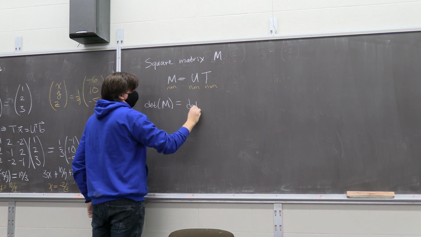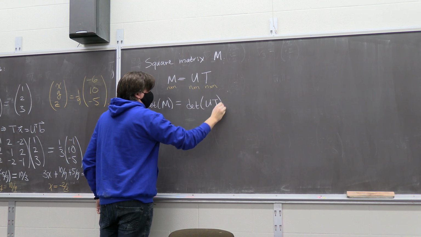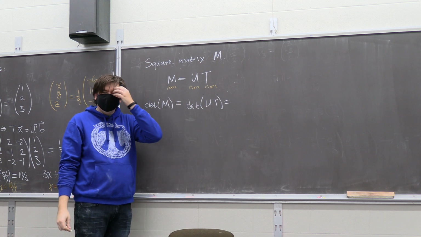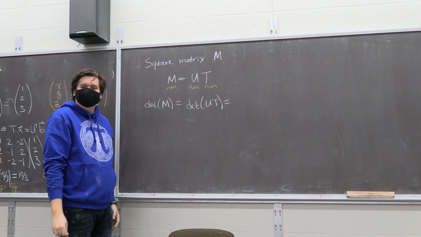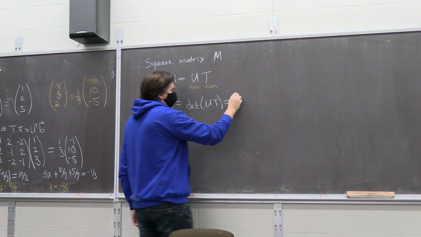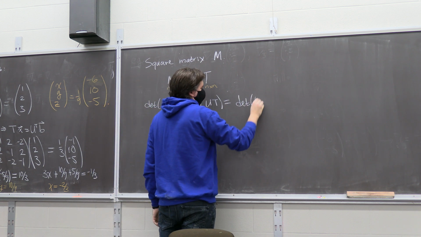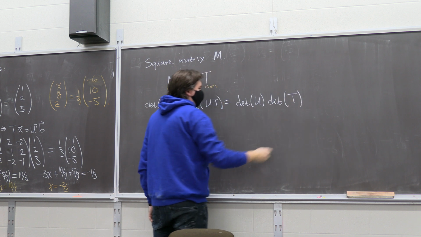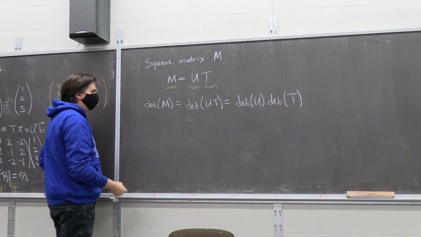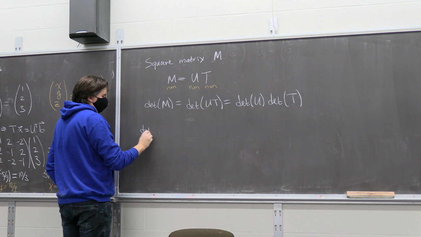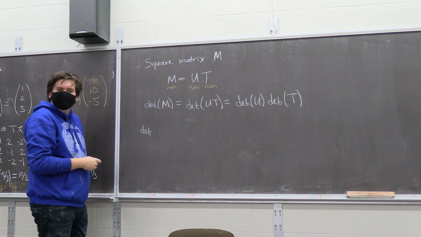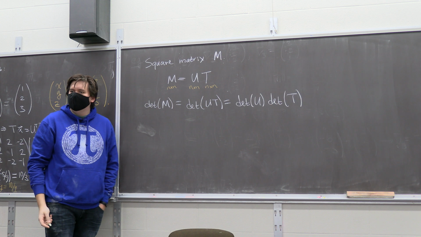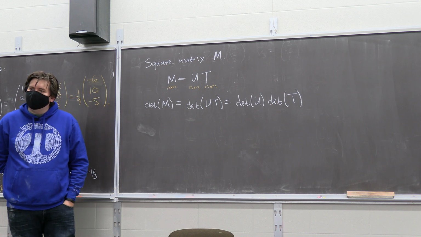Our question is, what is the determinant of M? Well, that's just the determinant of UT. And do you remember what's the determinant of a product? That's right. It's the determinant of U times the determinant of T. And let's come down here and think for a second. What's the determinant of U for a unitary matrix? What is it? 1. Why would you say 1?